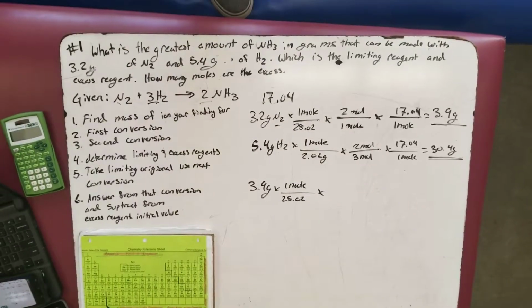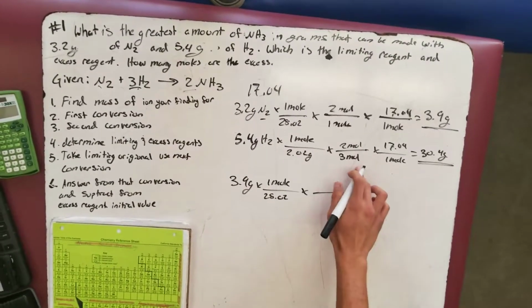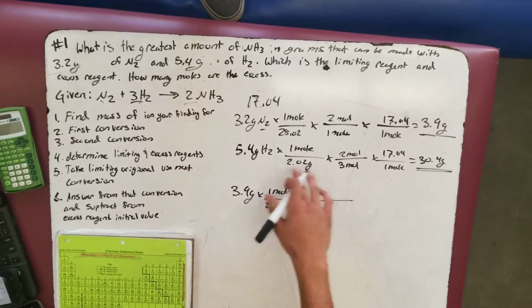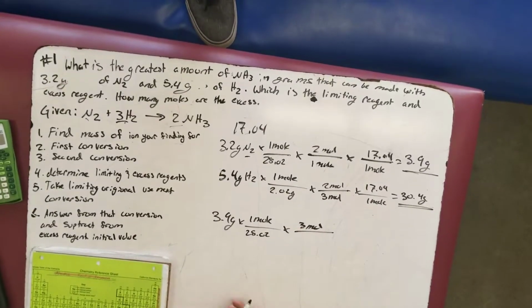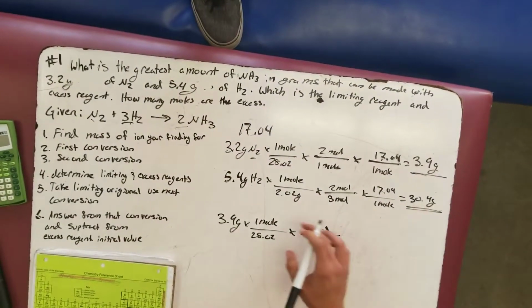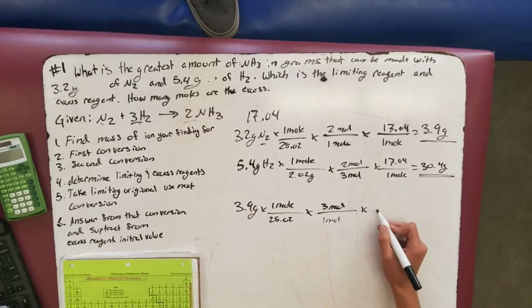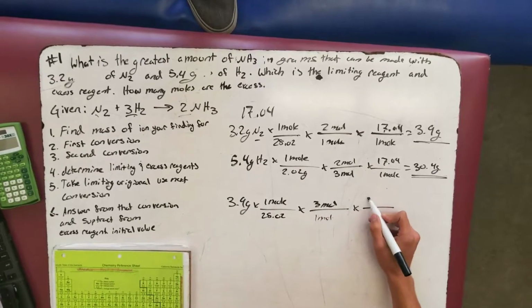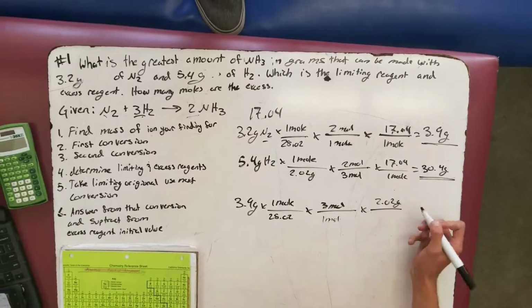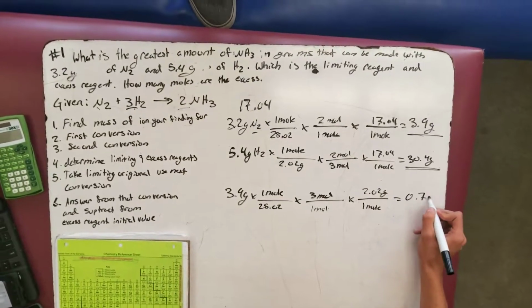Alright, next up we're going to do a mole ratio. For your mole ratio, you're going to do the moles of the excess on top, so we're going to have 3 moles on top, and the moles of the one that you already have, which is just 1 mole, on the bottom. You're going to multiply that again by the mass of the excess, so 2.02 grams over 1 mole. When you put that in your calculator, you're going to get 0.7 grams.